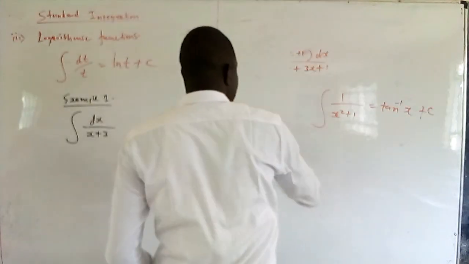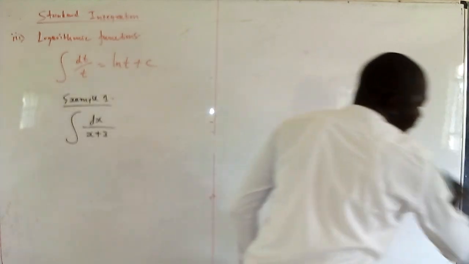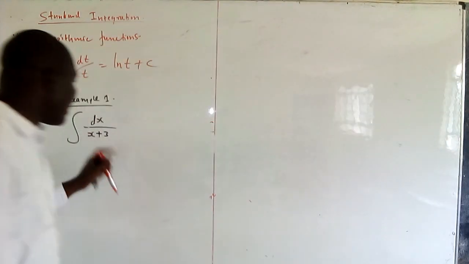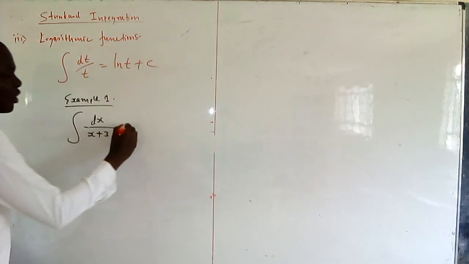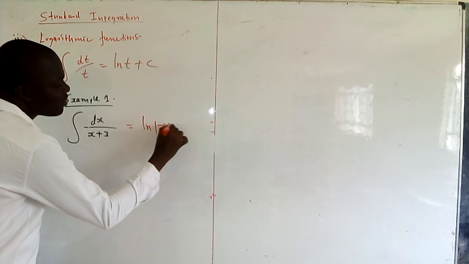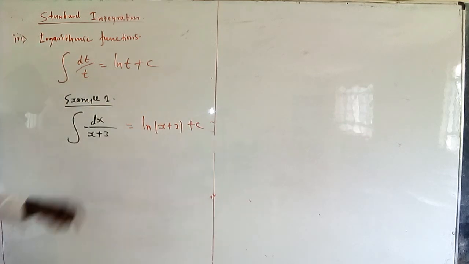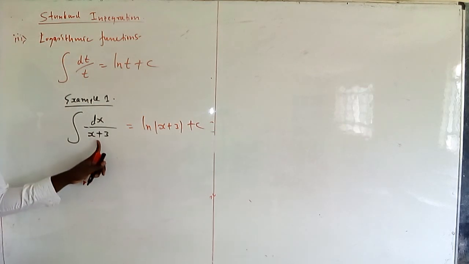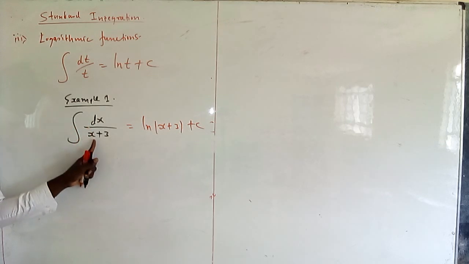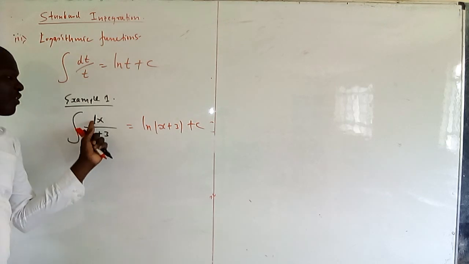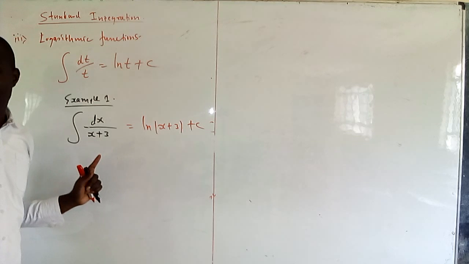So let us now see how to deal with this kind of problem. If you see a problem like this, the answer is automatic: ln of (x plus 3) plus c. How does that come about? This comes about like this. You use algebraic substitution once you see it is obeying the case of the degree of the numerator being less than the denominator by 1, isn't it?